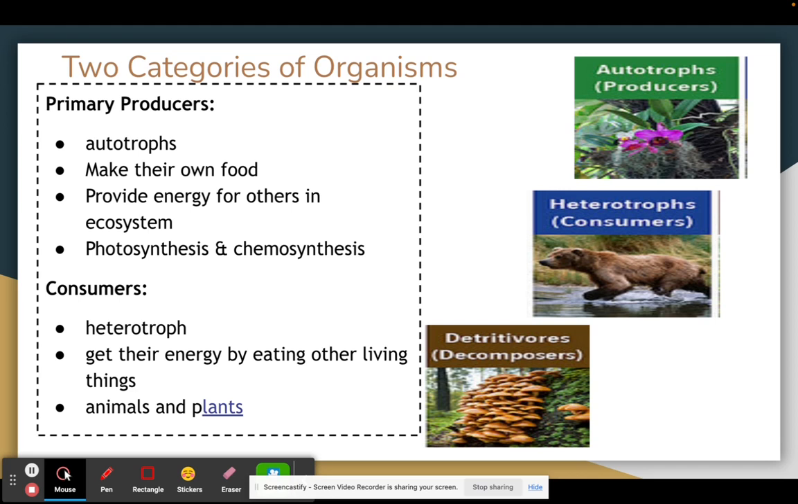There's actually two types of producers. I know that we've talked about organisms that do photosynthesis, but there's also a new process called chemosynthesis that we're going to discuss in these notes as well.